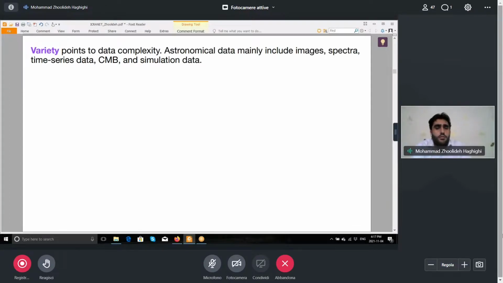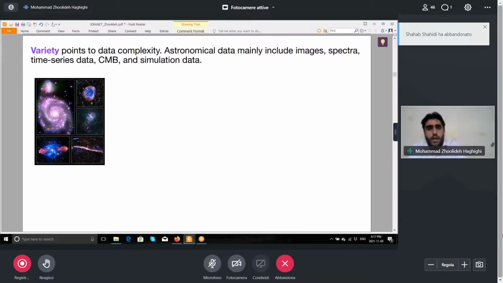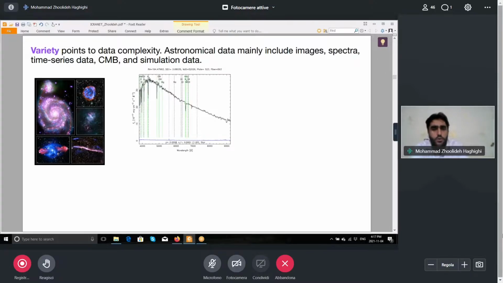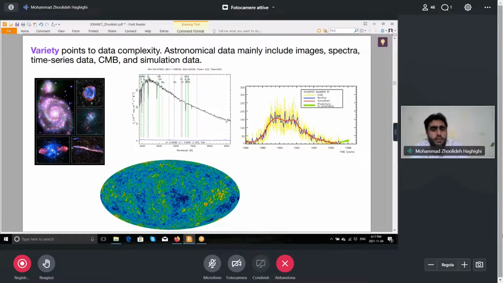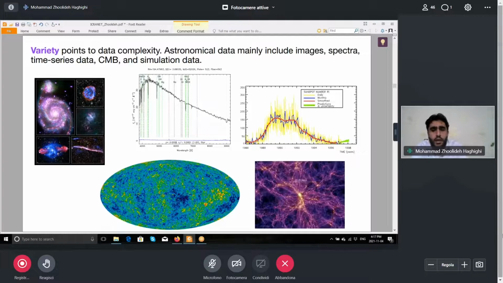Variety. We are facing a wide variety of data types in astronomy. We have, for example, images, we can work with fluxes and spectra. We have time series and light curves and temperature fluctuations, and also we have data of simulations. And you can see we have a wide variety of data types in astronomy.